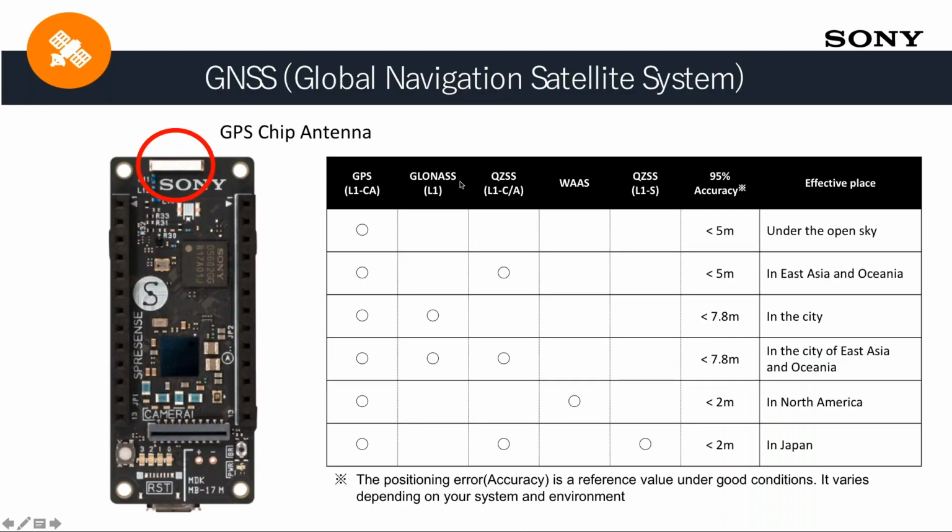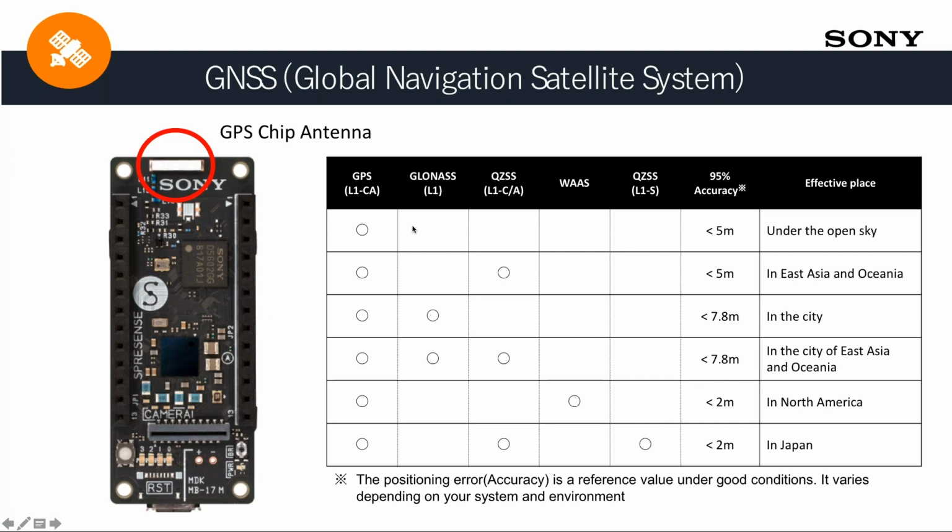Let's go here now. So for GNSS, Global Navigation Satellite System, you see the Spresense mainboard on the left-hand side, and this circle that you see is the antenna that we have available on the board. And this is just to give you some references about what you are using, if you're using GPS, if you're in US or North America, or if you're using QZSS in Japan. So this is the condition or effective place under the open sky, and what is the accuracy for this place.